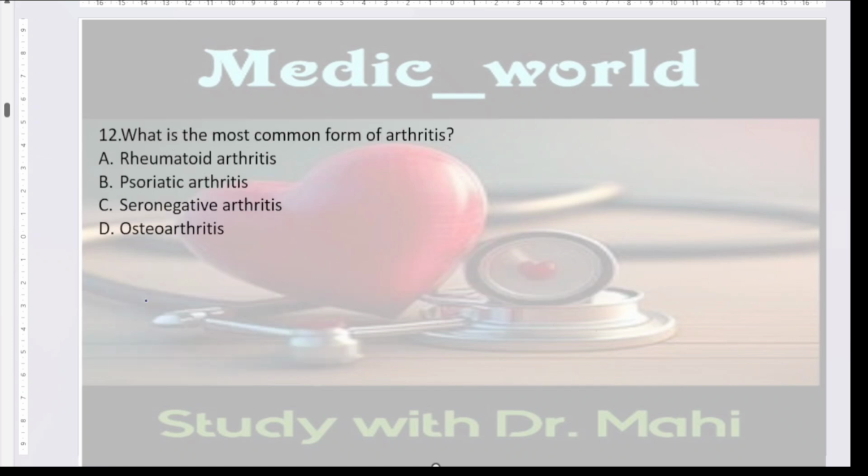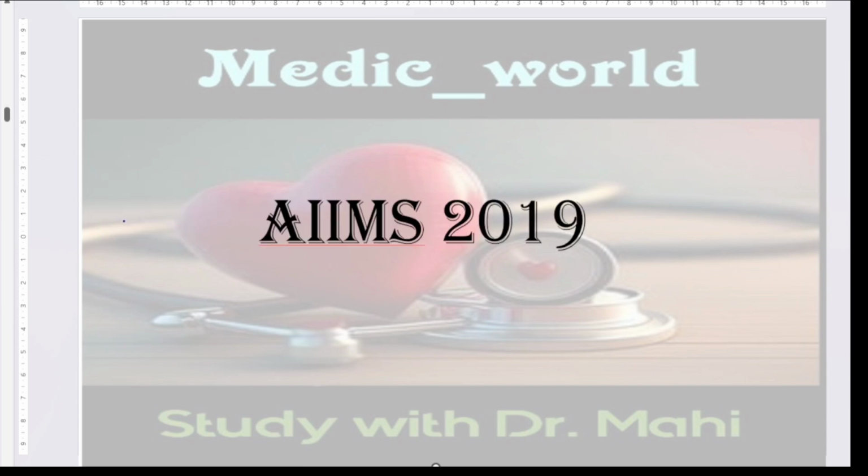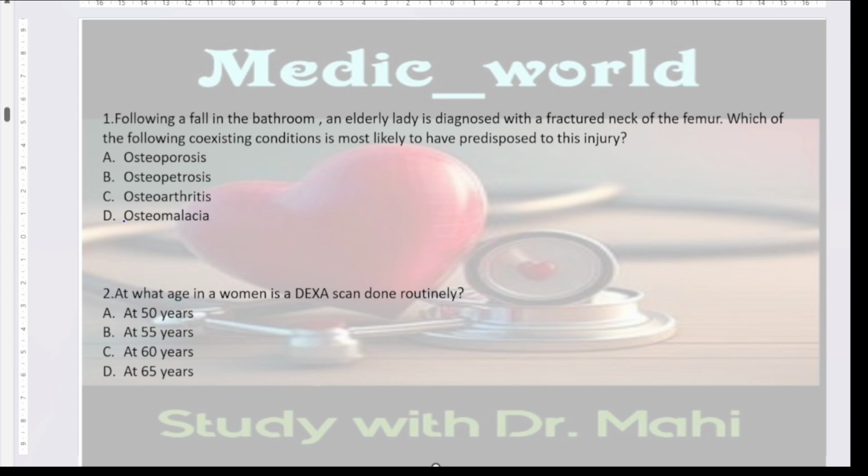Now the next question is what is the most common form of arthritis? And the answer to this question is osteoarthritis is the most common form of arthritis. That is option D. Now, let's discuss the questions from AIIMS 2019 of orthopedics.